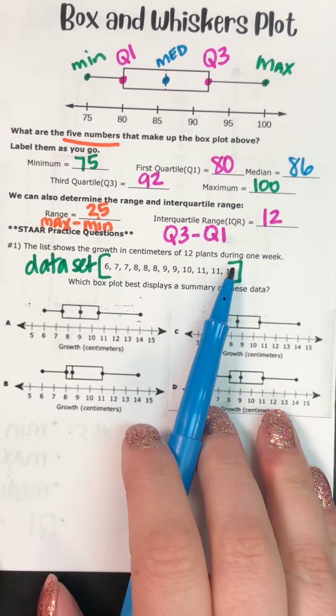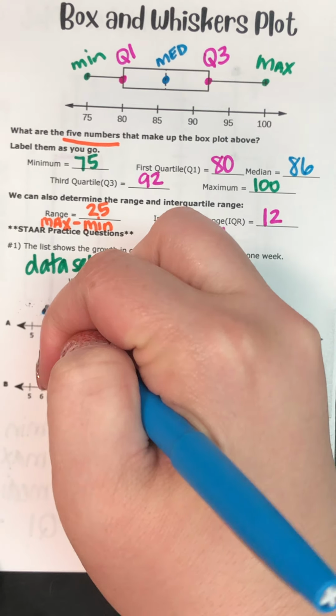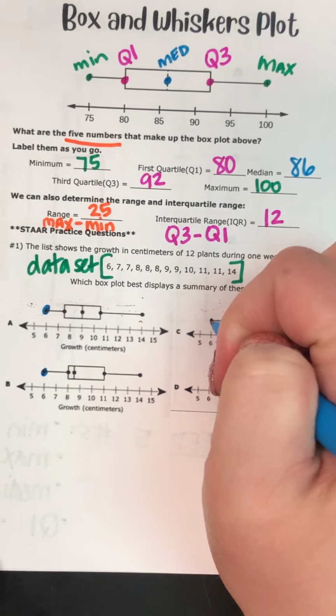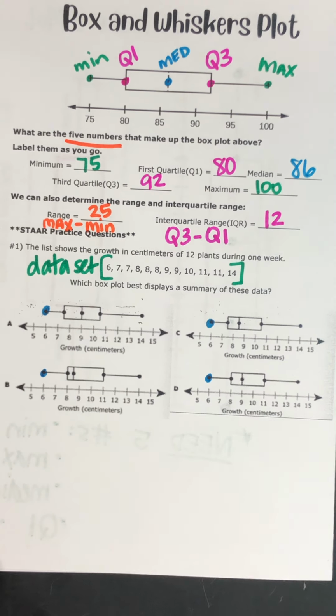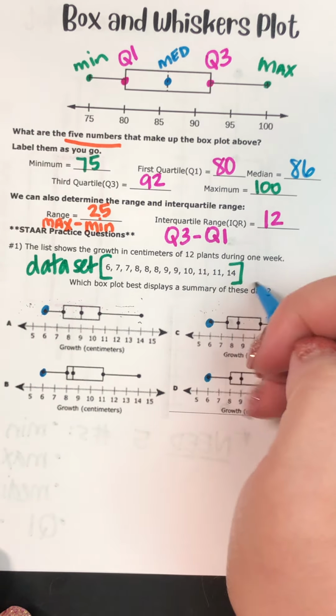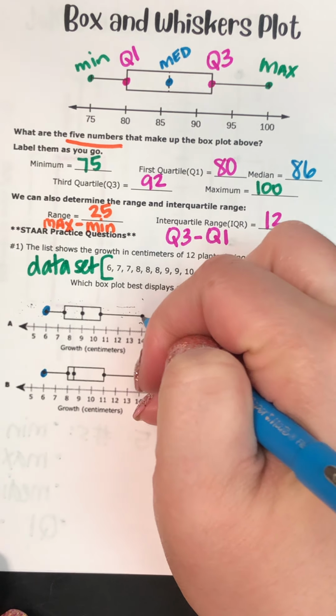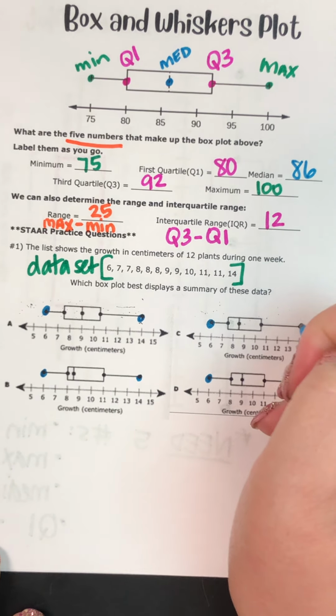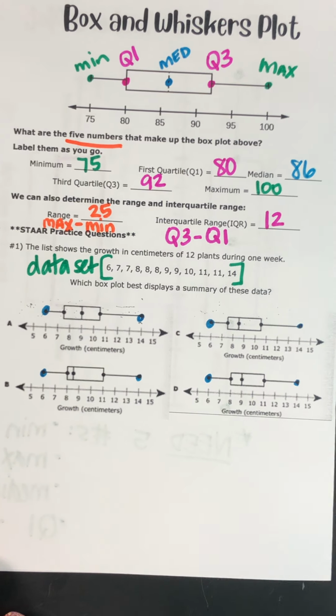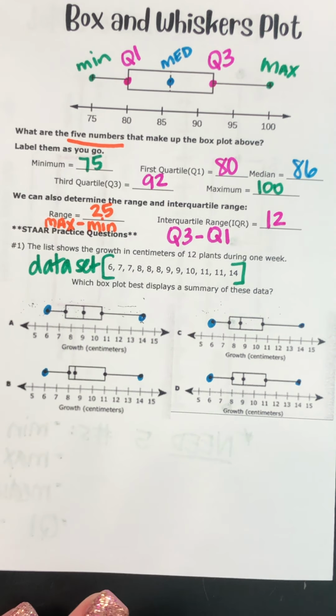These numbers are already least to greatest. So I'm just going to check, is 6 my minimum for all my answers? Yes. So that doesn't help me. So then let's try our maximum. Our maximum was 14. So 14, 14, 14, 14. So my maximum and my minimum didn't help me with my box plot.